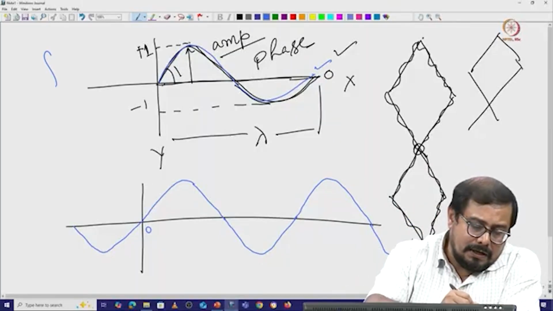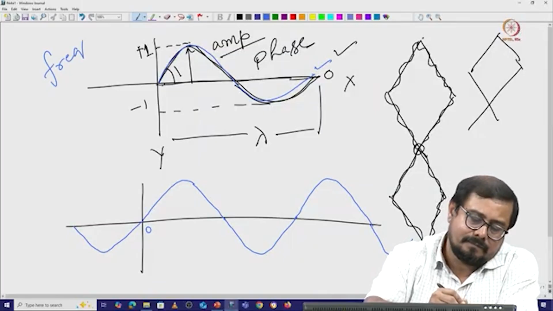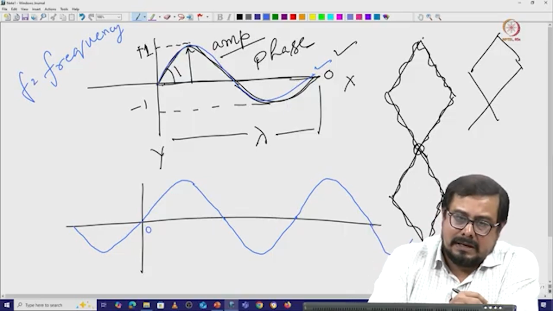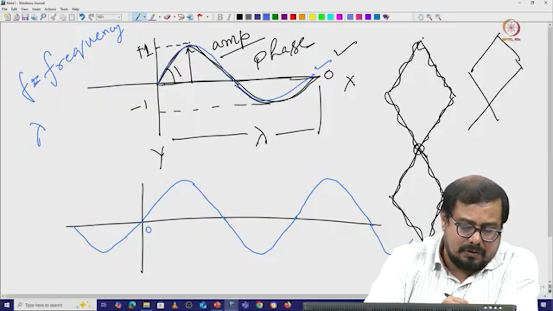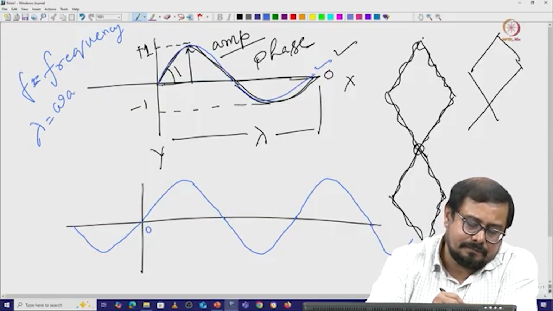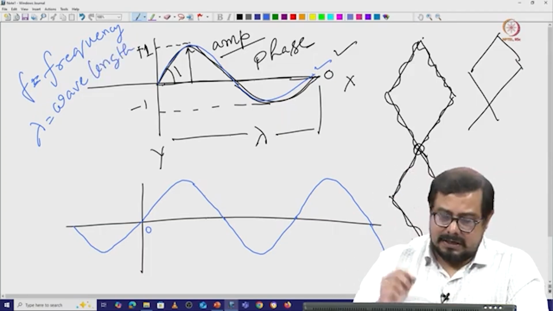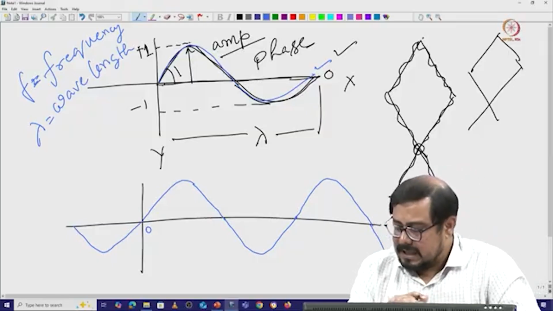So, we know that frequency we will denote by f, and we will say that lambda equals wavelength. Okay. So, now here also we discussed phase, that is the angle.